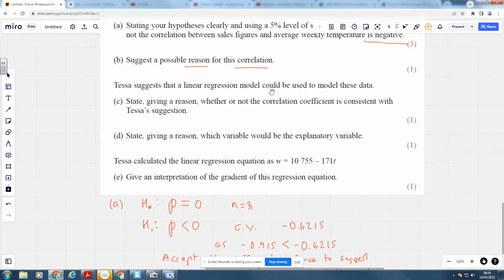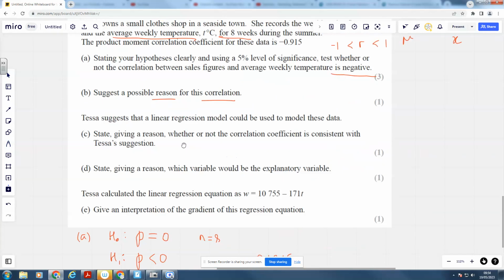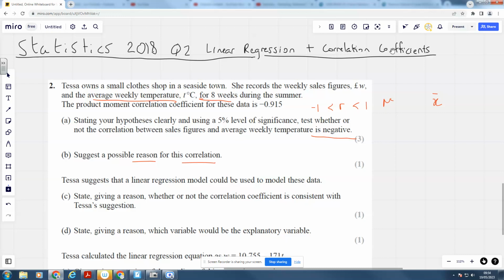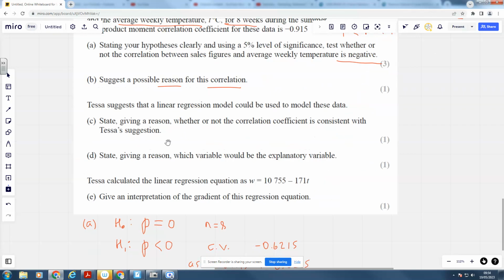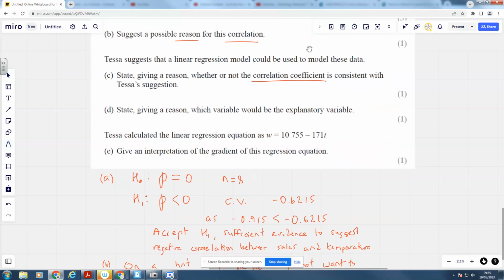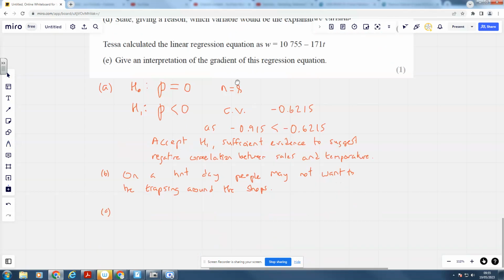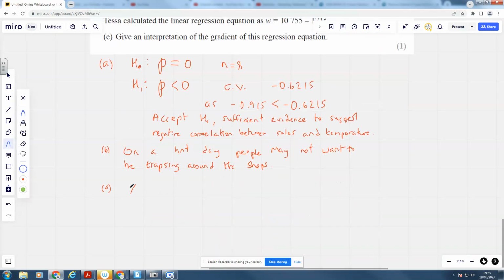Next, it suggests that a linear regression model could be used to model these data. Now, they love asking this question, whether you understand the connection between correlation and linear regression. This is what they're saying here: state, giving a reason, whether or not the correlation coefficient is consistent with this suggestion. So they're really directing you to it. Your R value, which is minus 0.915, is showing very strong negative correlation. Do you think it's worth doing a linear regression model? And the answer is yes.